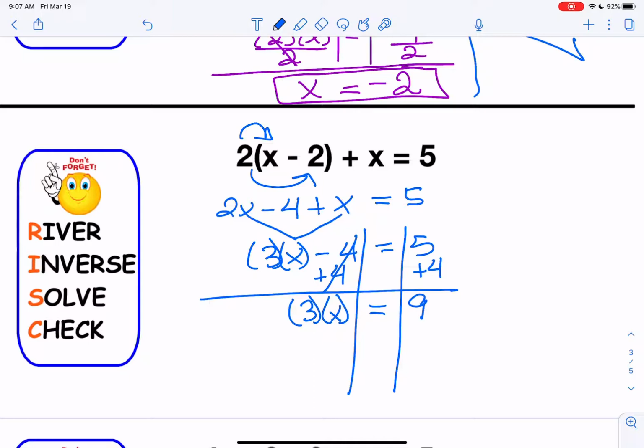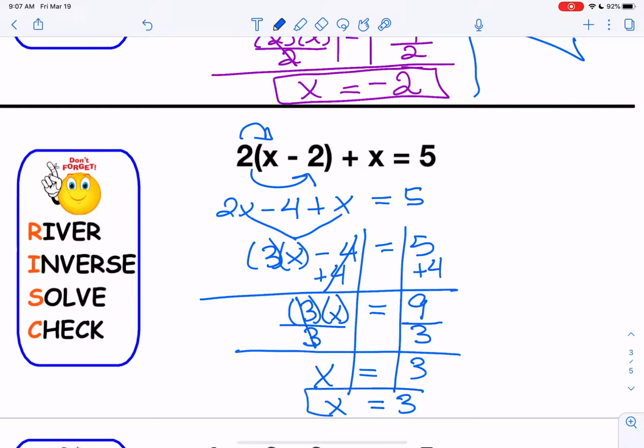The opposite of multiplication is division. Whatever I do to one side, I have to do to the other. 3 divided by 3 is 1. 1 times x is just x. And 9 divided by 3 is just 3. So x equals 3.